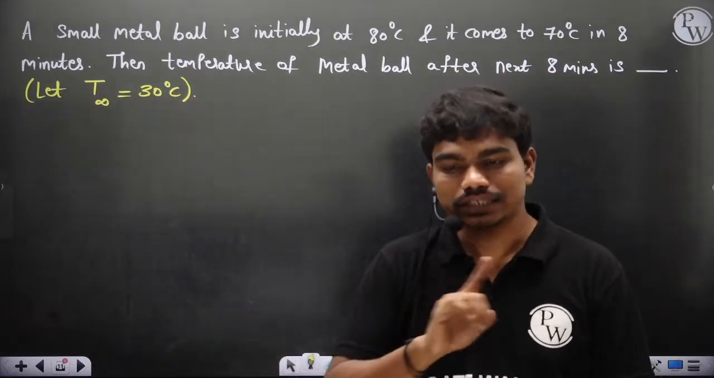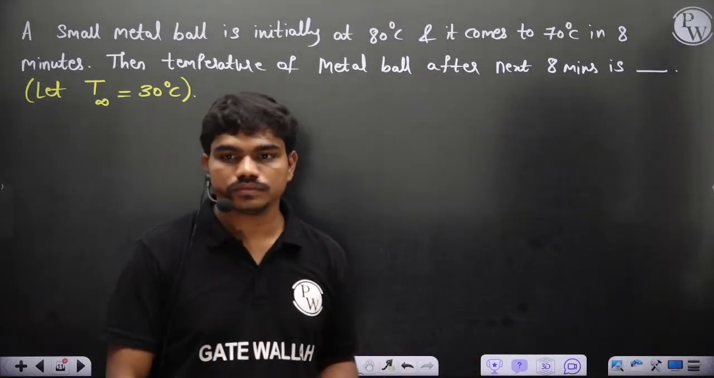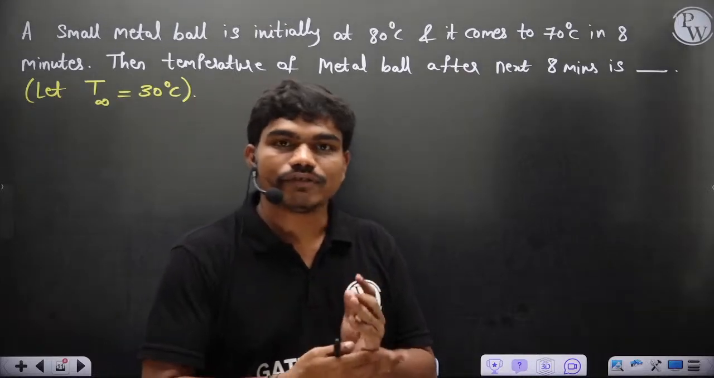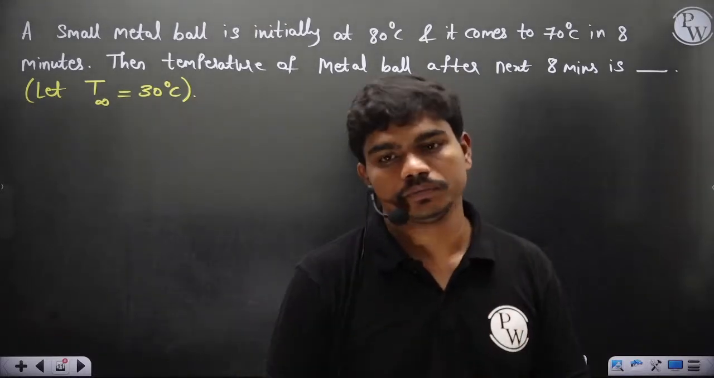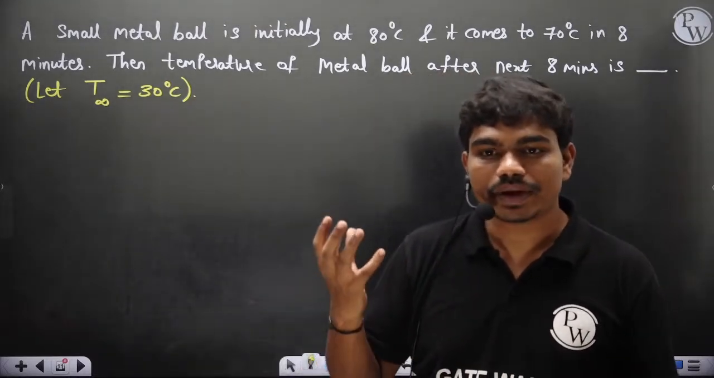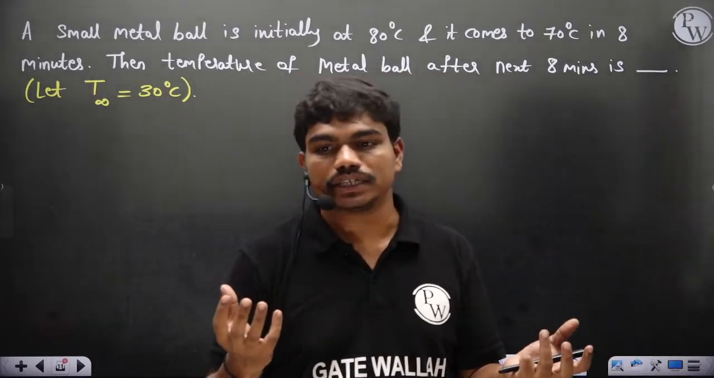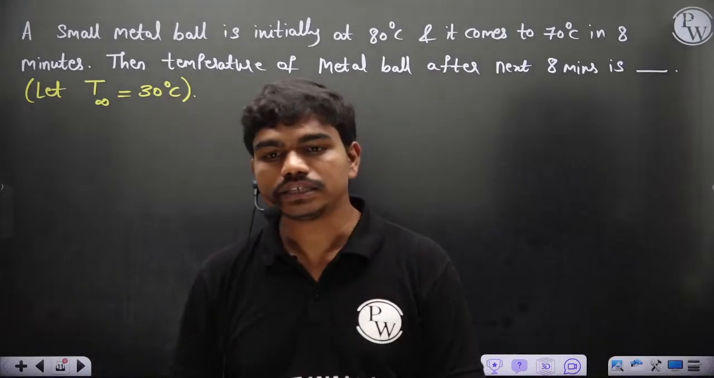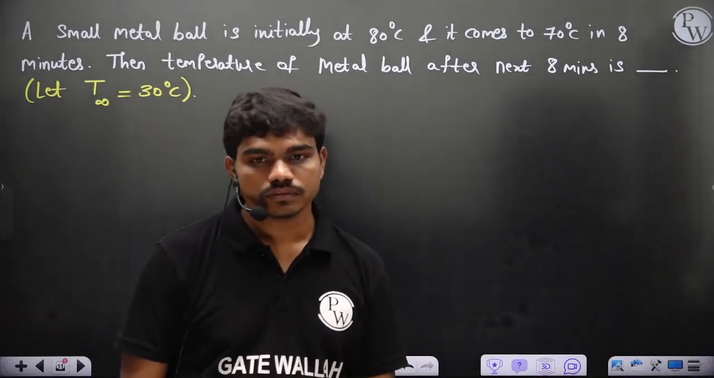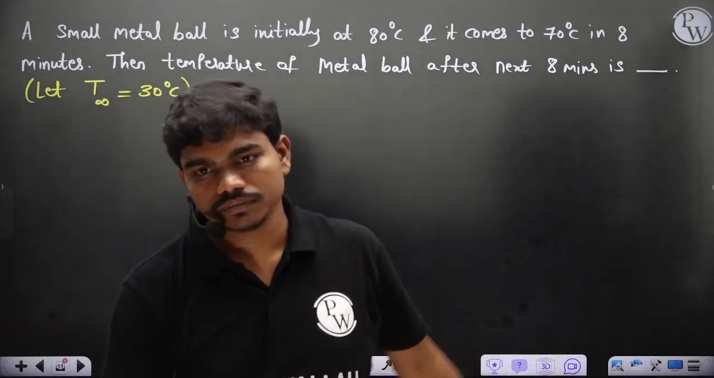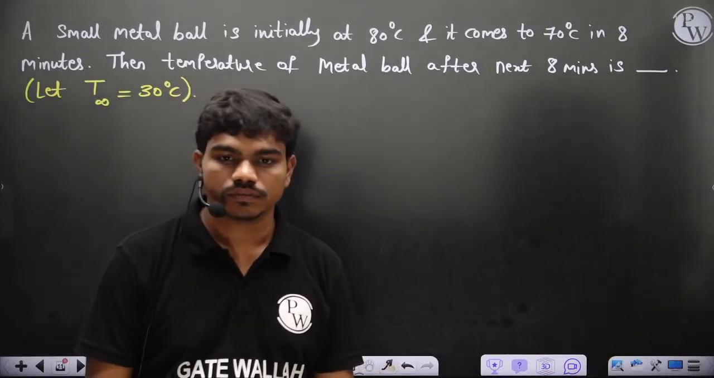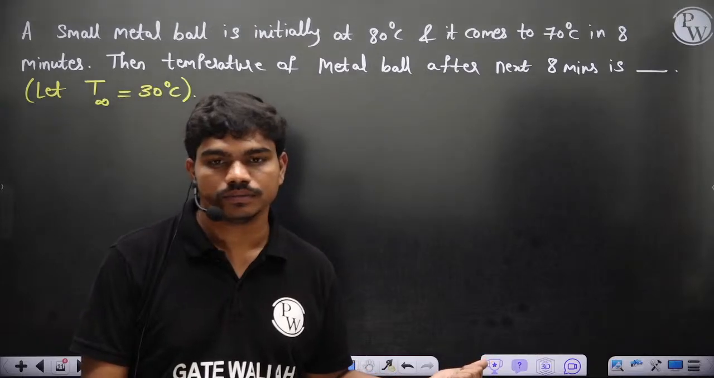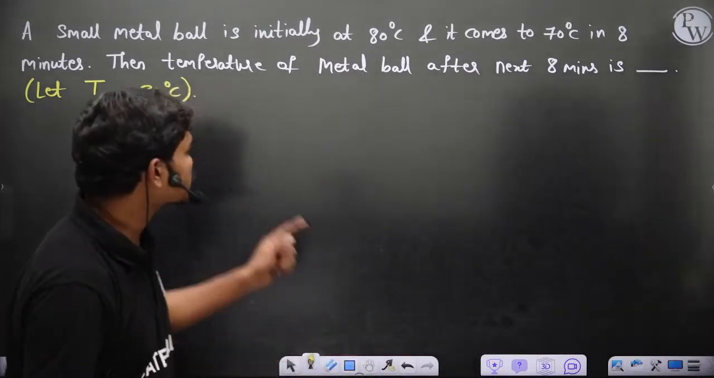Got it? Did you all understand the physics of what's happening here? I'm just telling a bit of interesting stuff. Why would the answer definitely be more than 60? Because the heat transfer that happens in the first 8 minutes will not happen in the next 8 minutes, as the temperature difference between the body and the surroundings has decreased. Is this clear to all of you? Everyone, please type it in the chat box. Let's see if this is clear. Then let's solve.